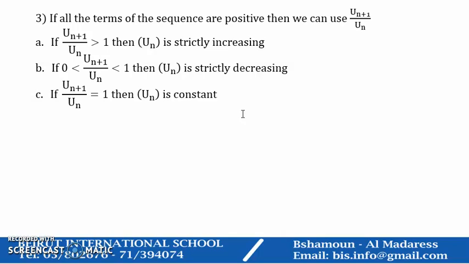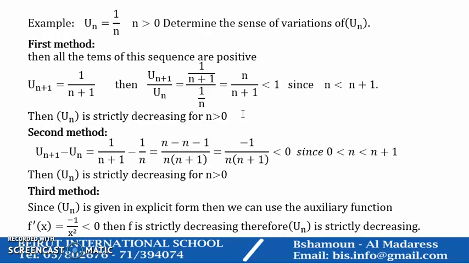The third way to determine the sense of variation: if all the terms of the sequence are positive, we can use this way. Then we can use u(n+1) over un and compare it with 1. So if u(n+1) over un is strictly greater than 1, then un is strictly increasing. If 0 is strictly less than u(n+1) over un, which is strictly less than 1, then un is strictly decreasing. And if u(n+1) over un equals 1, then un is constant.